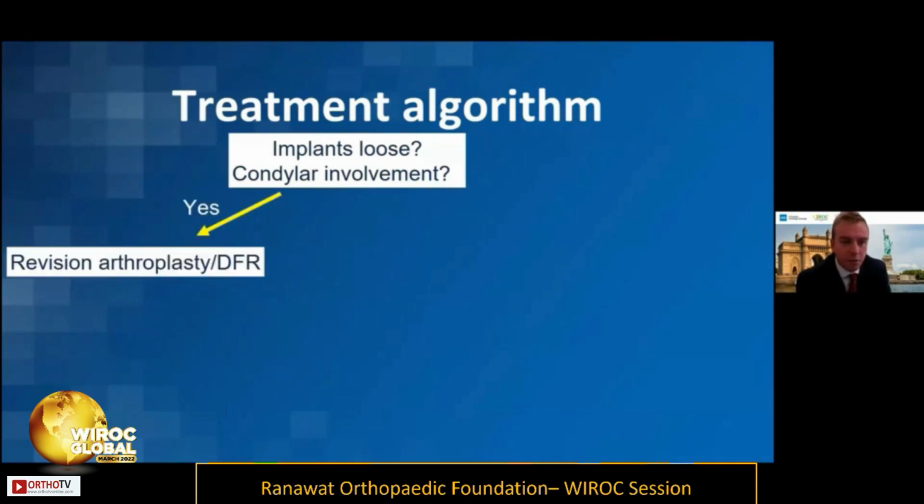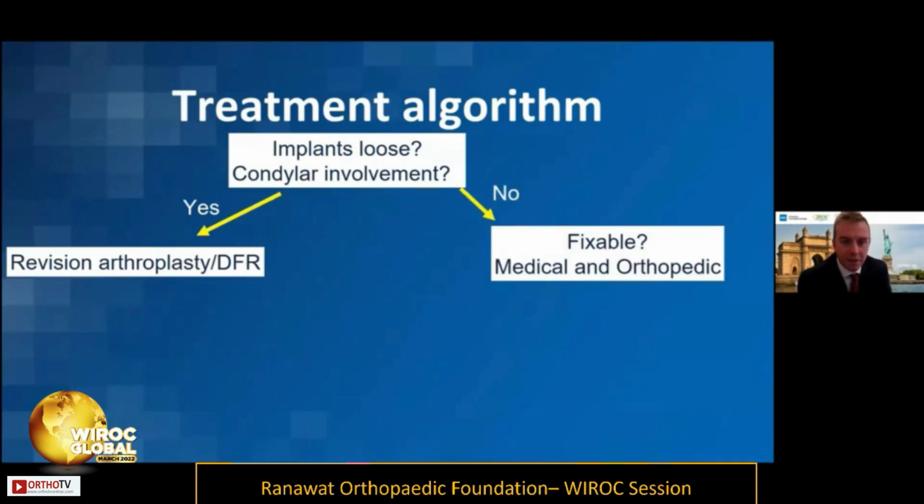If this is the case, then revision arthroplasty, or most of the time a distal femoral replacement, is the best option. If the implants are not loose and the condyles are not involved, then you ask yourself, based on the femoral bone stock remaining, is the fracture fixable? Also consider the patient's age and comorbidities: if you fix the fracture, are they going to be able to comply with weight-bearing restrictions, or is that going to make them more bed-bound? If the answer is no, then obviously revision arthroplasty or distal femoral replacement is the best option.